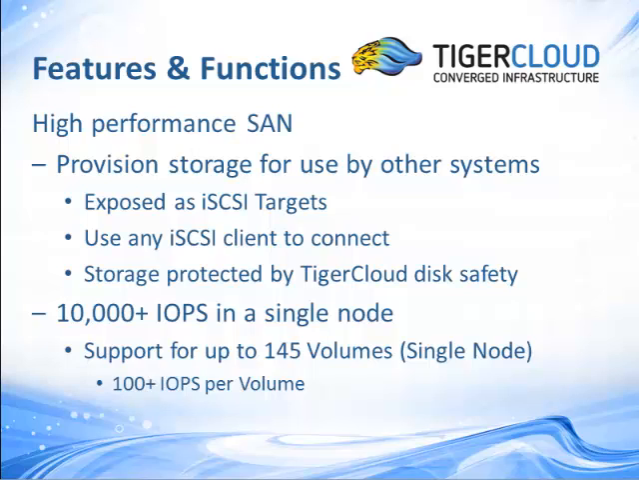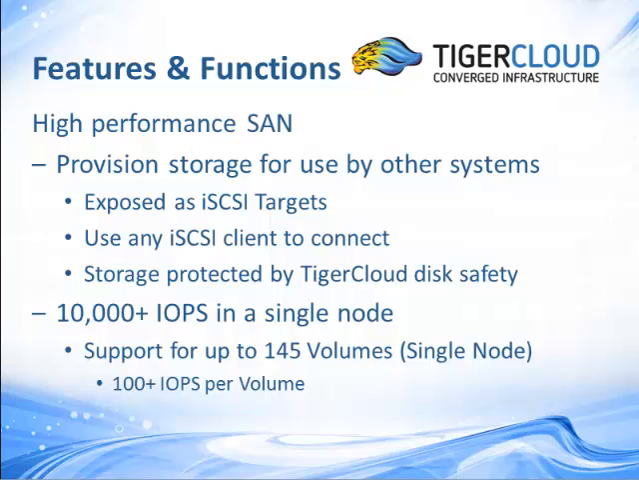We mentioned in the previous video that tigercloud also provides a high-performance SAN. Regarding the high-performance SAN, tigercloud allows other systems to leverage its storage by exposing part of its storage as an iSCSI target. Then any iSCSI client can connect to that iSCSI target. That iSCSI target is also protected by the tigercloud disk safety policy, which is a part of the business continuity piece.